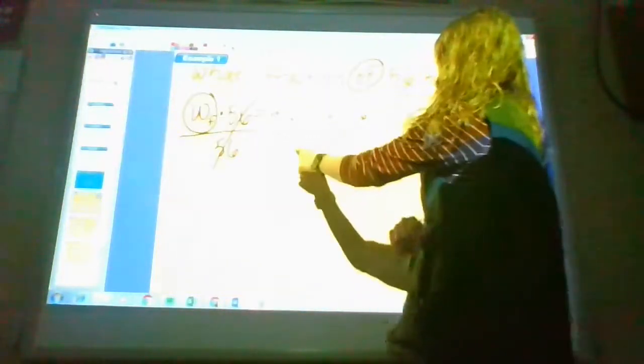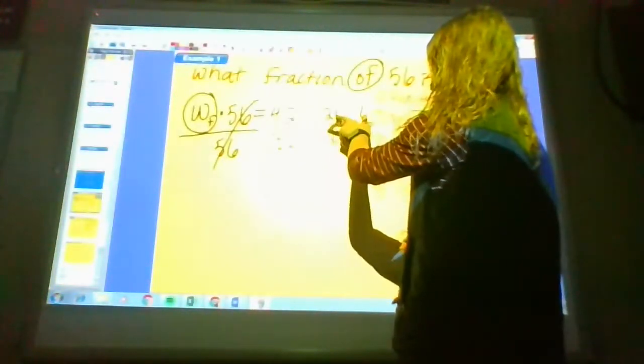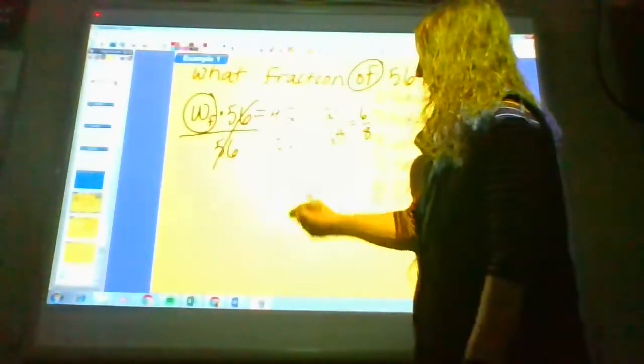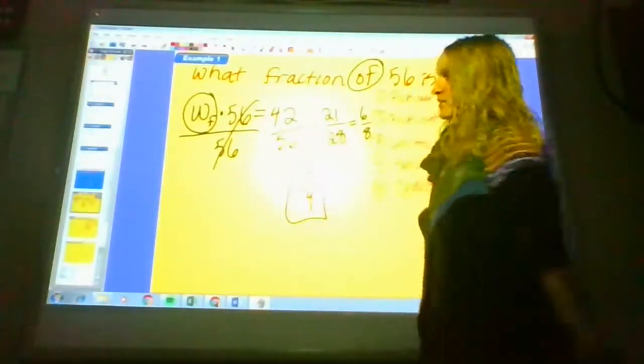Let's see if I'm doing this right. 7 goes into that 4 times, and then if you even just reduce this, 7 goes into this 3 times: 3 over 4. Why do I keep reducing as a fraction? Because it says what fraction. So we're just reducing this.